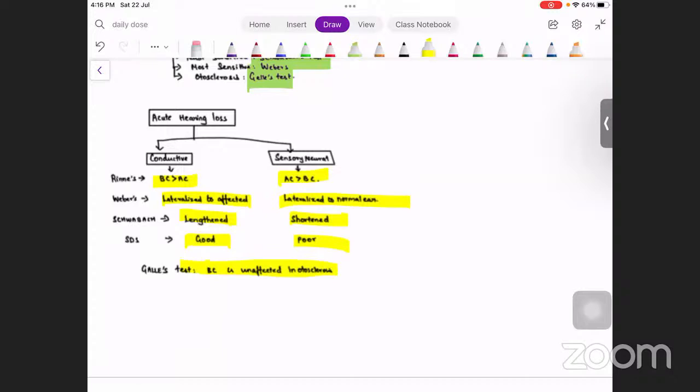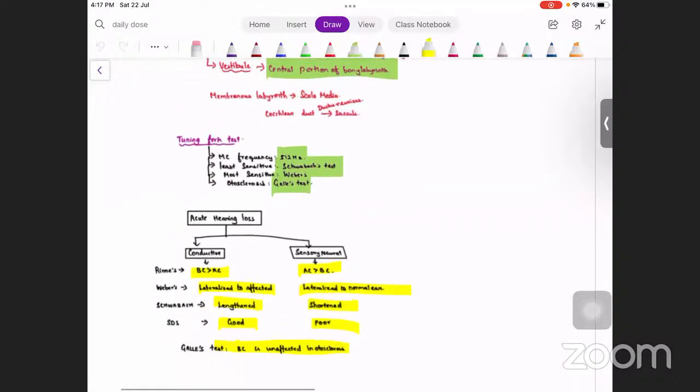Lengthened Schwabach test is seen in conductive hearing loss. Lateralization to the normal ear on Weber's test is seen in sensorineural hearing loss, where air conduction is more than bone conduction, and you have poor SDS. So these are the tests showing the differences between conductive and sensorineural hearing loss. Okay, the most common tuning fork frequency is 512 Hz. Least sensitive is Schwabach, most sensitive is Weber's. The test for otosclerosis is Gelle's test, and when you do Gelle's test, bone conduction will remain unaffected in otosclerosis.